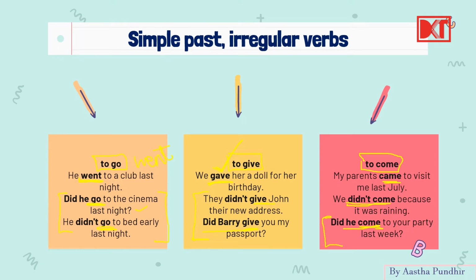That means here we use the original form. So only in the positive sentences, when we are talking about affirmative positive sentences, the past word is go to went, give to gave, come to came. In them we use the past form, and otherwise we use did and the infinitive without to. Alright, these are the irregular verbs. Now let's move on.